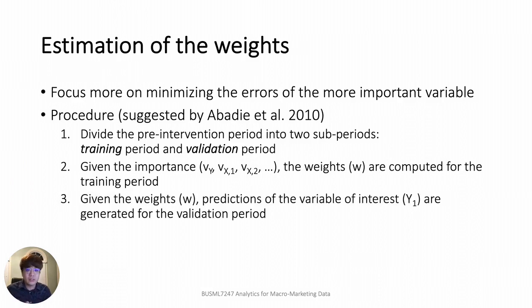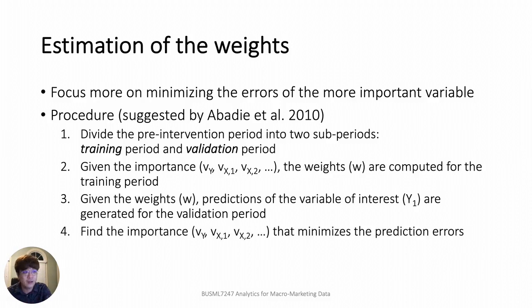Third, using the computed weights, we can draw the predictions of the variable of interest, y1, which is the outcome variable of the treated unit, for the validation period. Last, repeating the second and the third steps with various values of the importance factors, we can find the importance factors that minimize the prediction errors for the validation period.